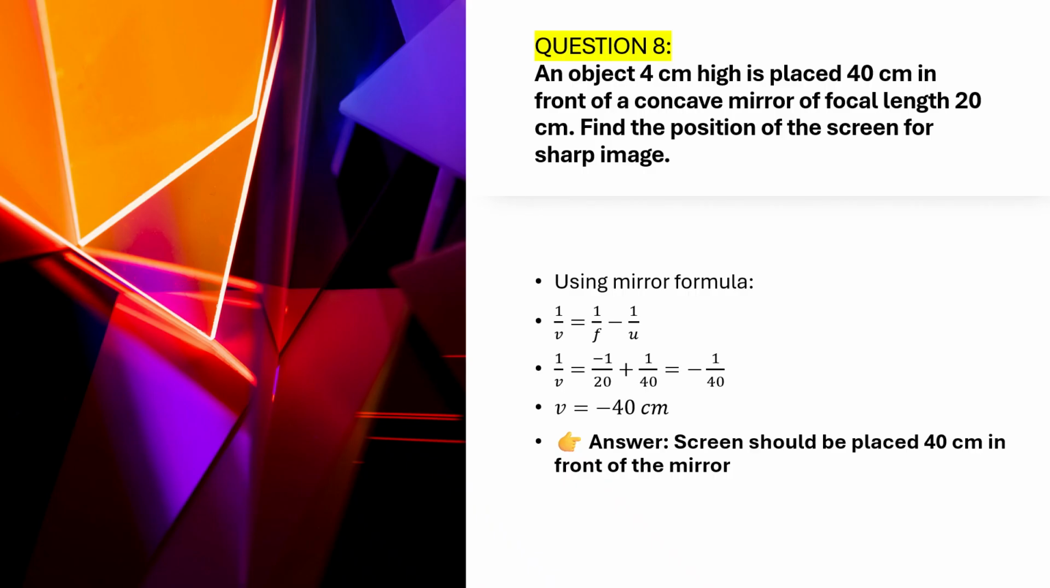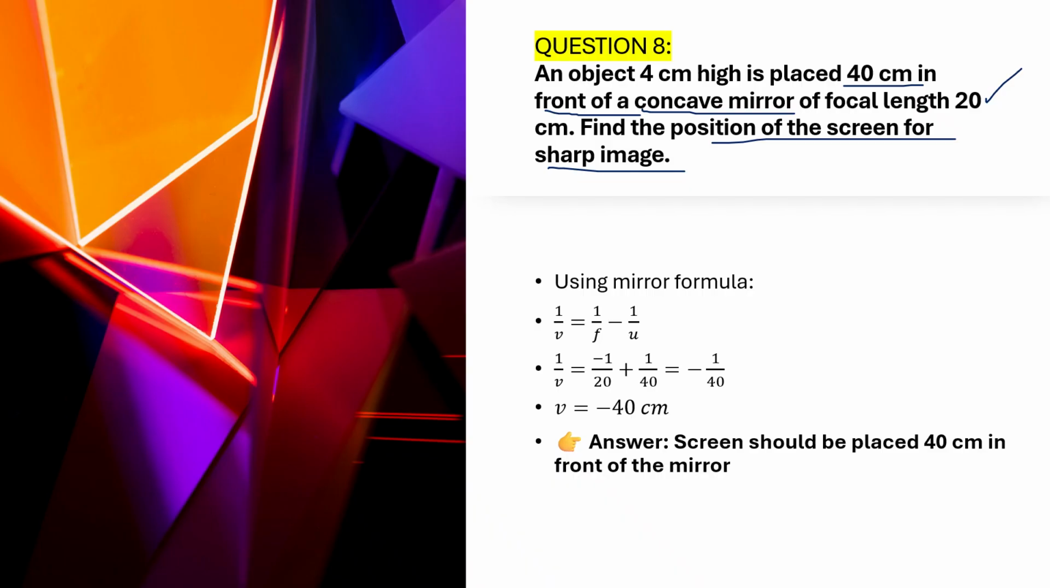Question number 8. An object 4 centimeter high is placed 40 centimeter in front of a concave mirror. Very important that you need to read the question properly. Where is the object? It is in front of a concave mirror. Focal length is 20 centimeter. Find the position of the screen for a sharp image.